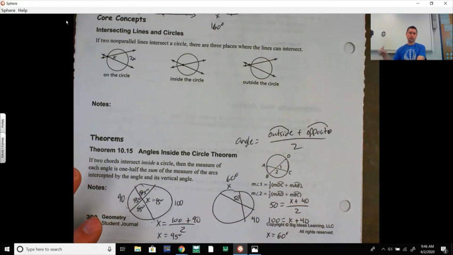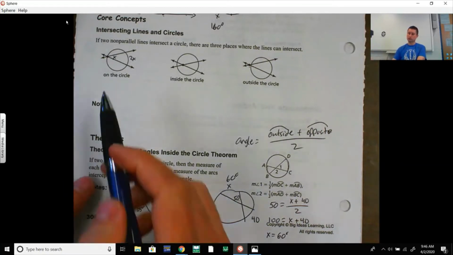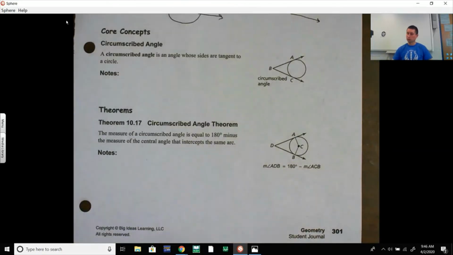Is my angle inside the circle, or is it on the circle, or is it outside the circle? That's going to tell you which formula you need to use.